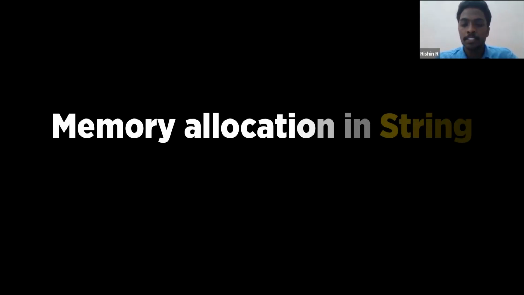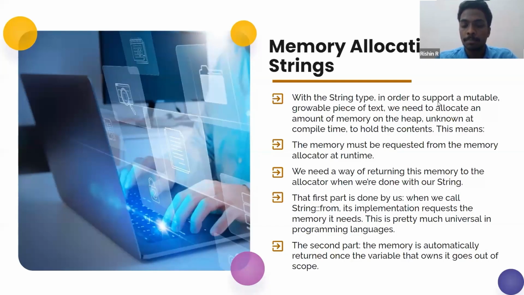So, memory allocation with strings, we have discussed: in order to support a mutable, growable piece of text, we need to allocate an amount of memory on the heap, unknown at compile time, to hold the contents. I think this is clear, because we need to store the string on the heap as it might grow in the future. Now the memory must be requested from the memory allocator at runtime, and we need a way to return this memory to the allocator when we are done with the string. That first part is done by String::from, when we call it from this implementation. So when you use String::from, you are asking for the memory, and you will return it once you pass it to some kind of function.